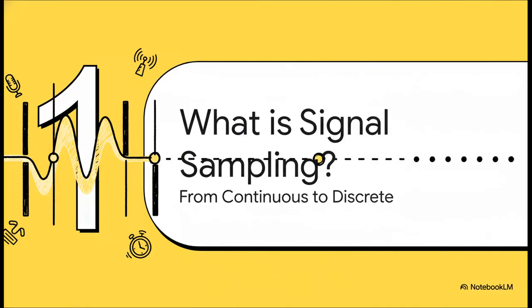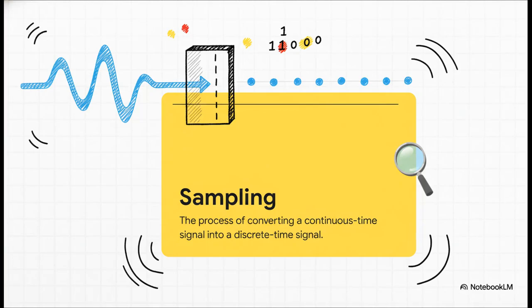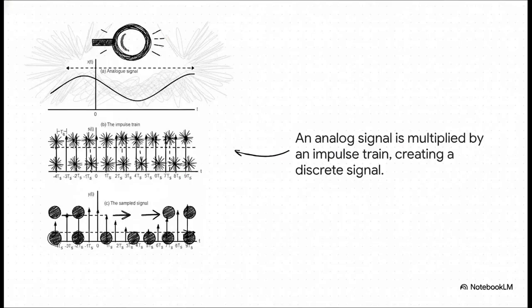All right, first up, what is signal sampling? This is the very first step, the gateway from the analog world into a format that a computer can actually process. At its core, sampling is basically taking snapshots of a continuous signal, like a sound wave, at really regular fixed points in time. It's these snapshots or samples that we use to build a digital picture of the original signal.